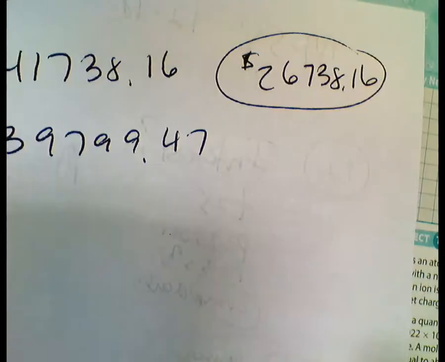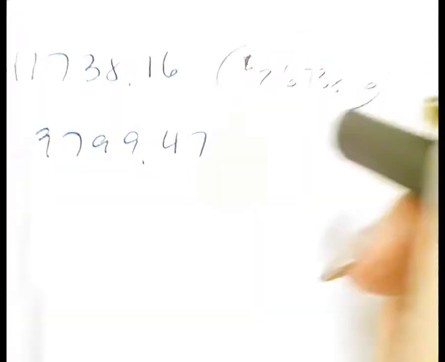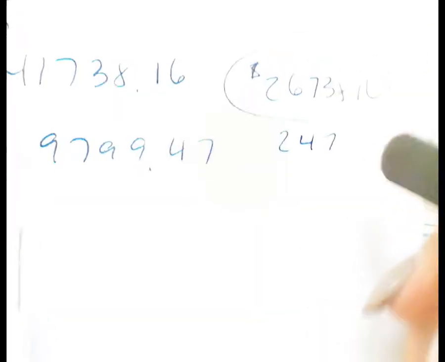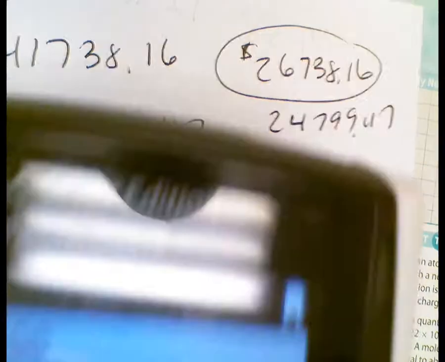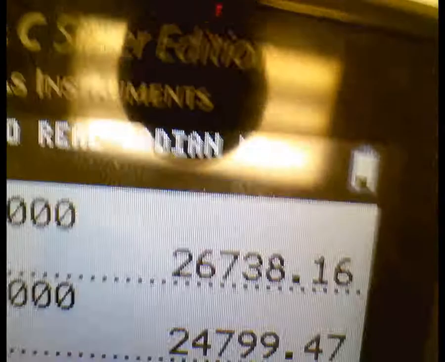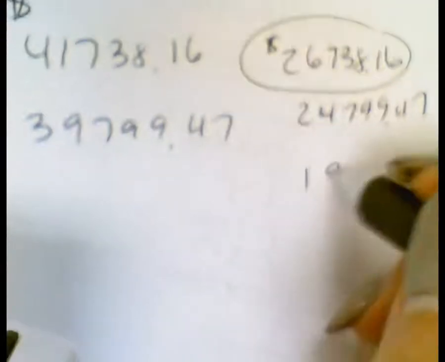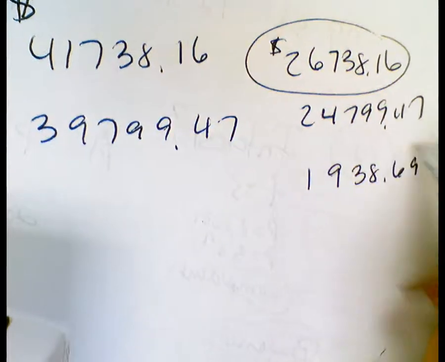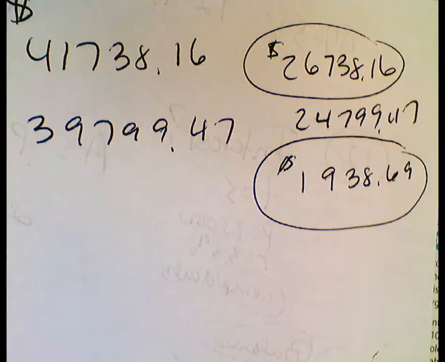So the other one, you would take 39799.47 minus the 15,000, and your interest would have been 24,799.47. So what is the difference? Now we'll take this number right here, I highlighted it, minus this number, highlighted. So you would have made an additional $1,938.69 for 1/4 of an interest difference. That's almost $2,000 for 1/4 of an interest.